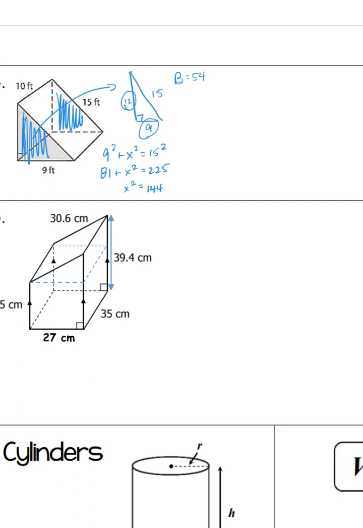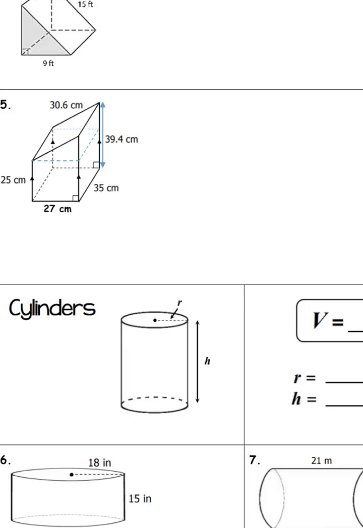So now we have the area of our base. We need the height of the prism. So the distance between those two triangles is 10. So our volume is going to be area of the base, which is 54, times the height, which is 10, which gives us a total of 540 feet cubed. Okay, so number 5 is going to take us a little bit of effort here.